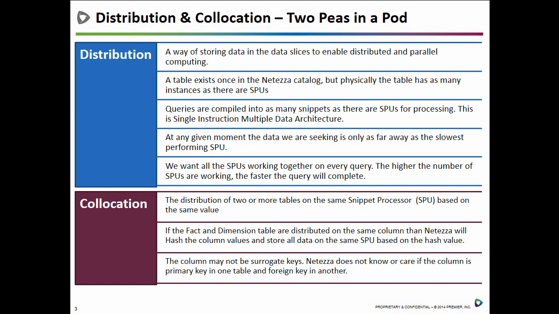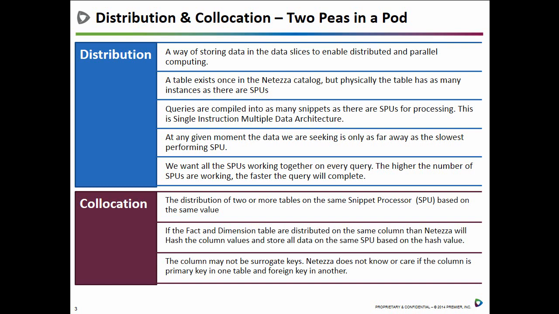We know that a table exists only once in the Netezza catalog, right? It's sort of like a Platonic entity, right? A table is like a Platonic entity. It's just existing once in the catalog. It's completely abstract. Its physical existence is instantiated into as many disks as it is distributed in, right? A Netezza table will be distributed in as many spools as possible, depending on the distribution key you are using, or distribution column you are using.